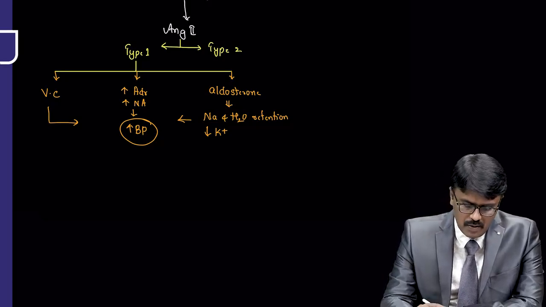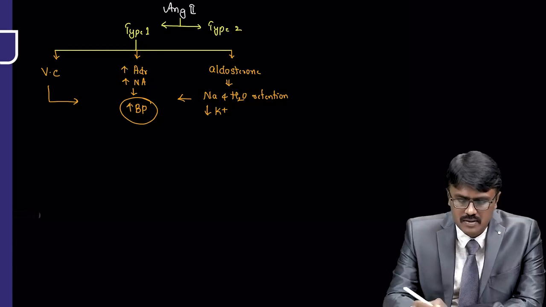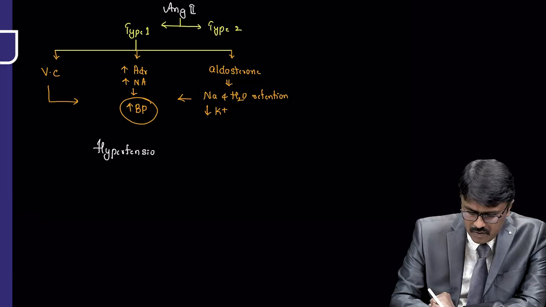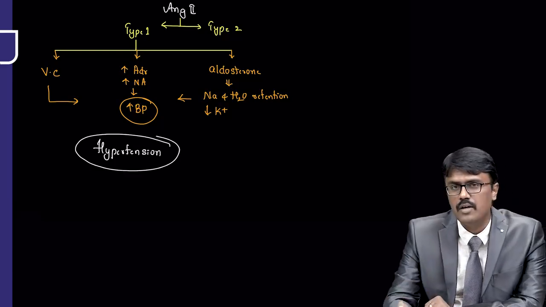Now why should we learn this pathway? Because there is a condition called hypertension. In hypertension, this pathway is hyperactive. So if you want to treat hypertension, then you have to block this pathway.